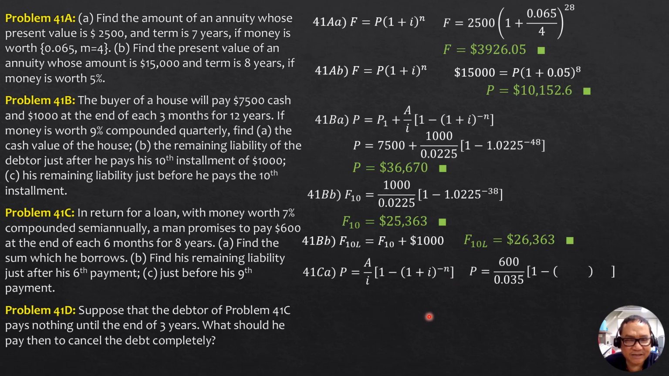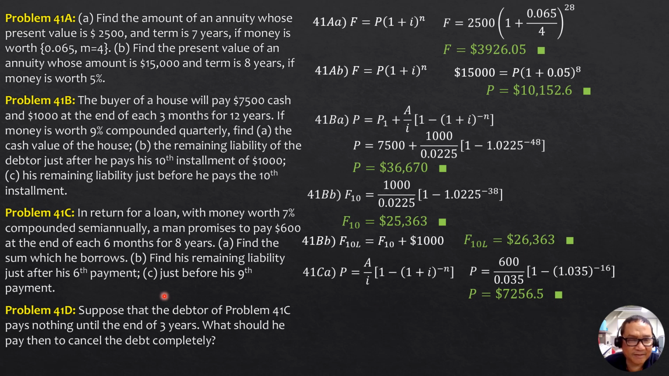So 600 over 0.035, where 0.035 is 0.07 divided by 2. Then quantity 1 minus 1.035 raised to negative 10. So it is 7256.5.